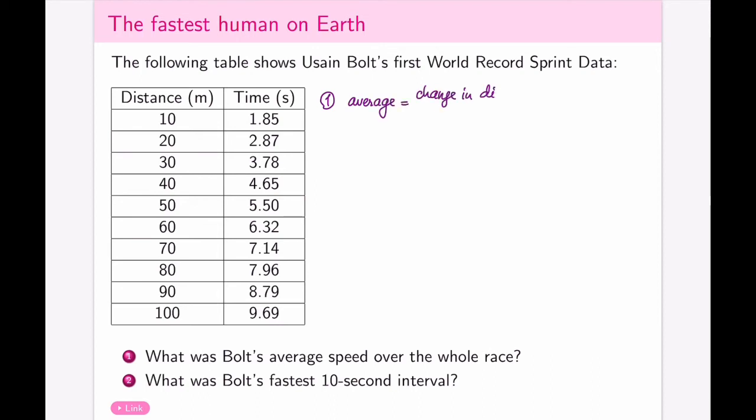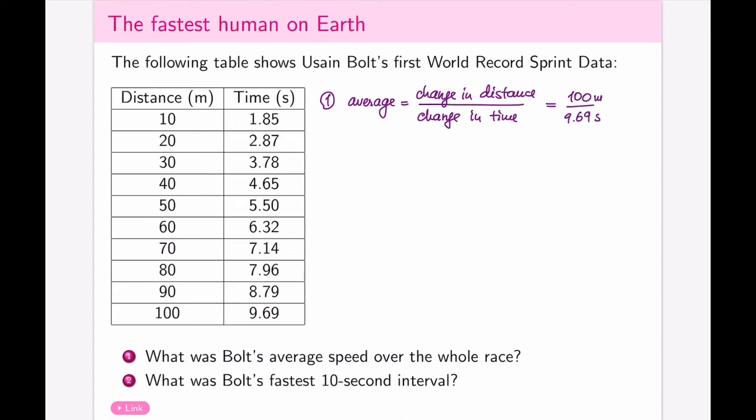So whatever distance was covered over the change in time. How long did it take to actually cover this distance? Now, for the entire race, we of course know that he covered 100 meters total, and he did so, according to the table, in 9.69 seconds.